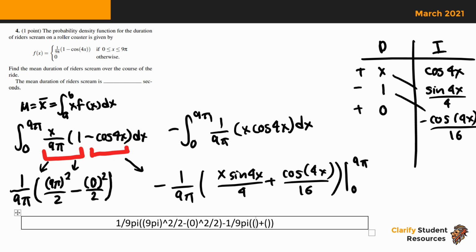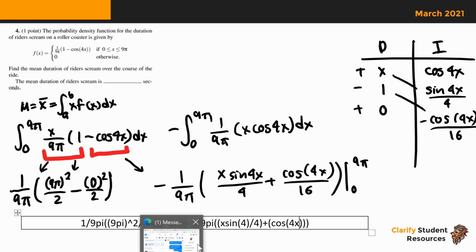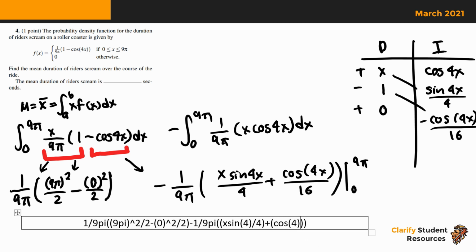Let's write our x sine 4 over 4, and then this one is going to become cosine 4, sorry, it's not going to be an x, it's just going to be 4, and then this is going to be over 16. And now we want to copy and paste it, so that we can plug in the other limit.